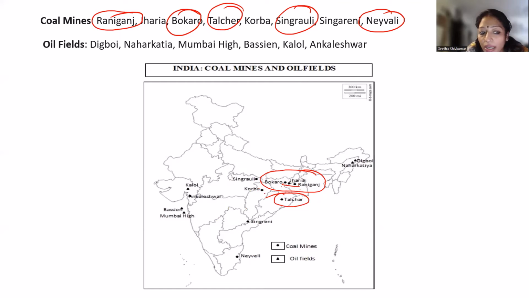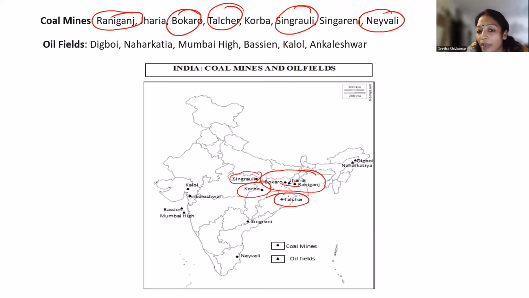Then Korba is in Chhattisgarh. Singrauli is in Madhya Pradesh. So if you look at these, all places are nearby. You can just remember the state, and if you are a little off it will be fine, but you cannot change the state. Suppose, for example, Talcher is almost in the northeast, you cannot mark it in the southern part.